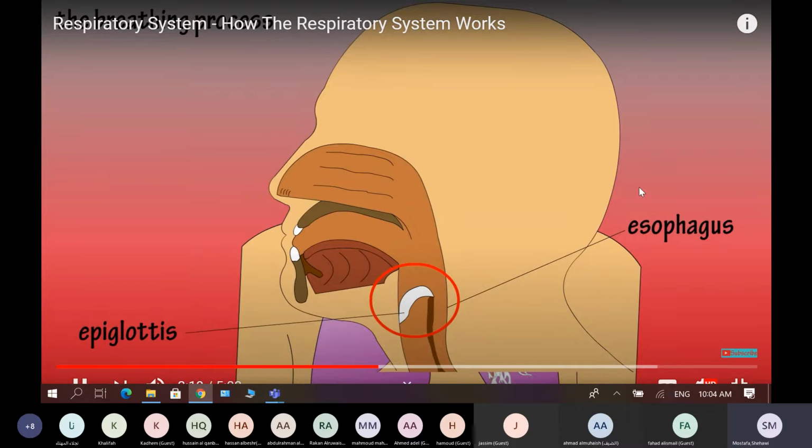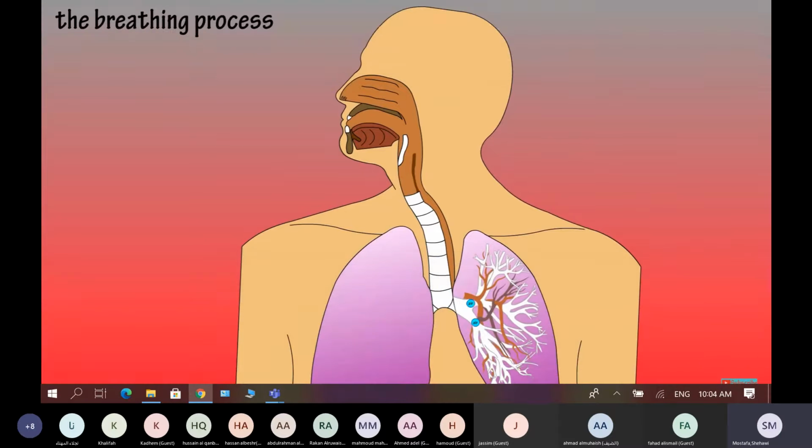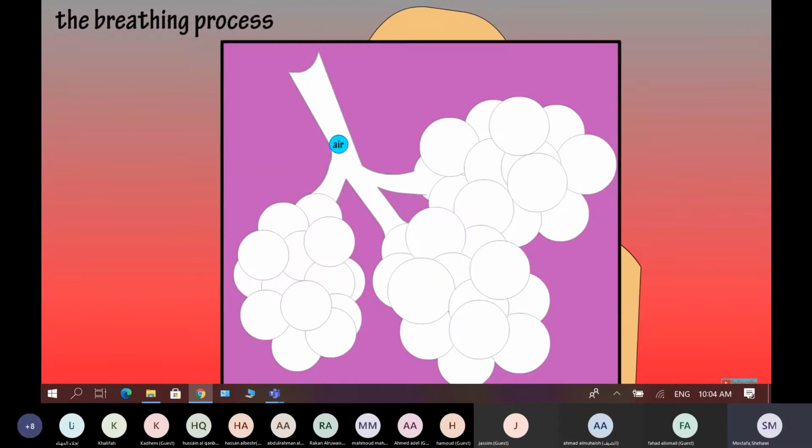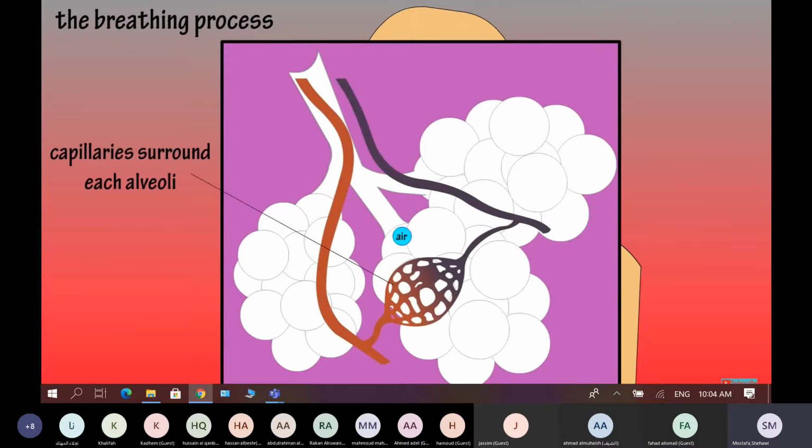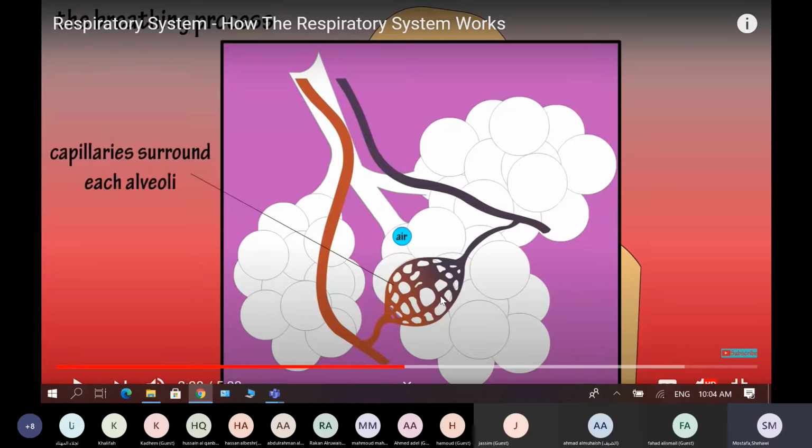Anyways, back to airflow. So air continues down the trachea and enters the bronchi. From there, it enters into smaller bronchioles and finally into the alveoli, which are surrounded by a network of capillaries. We have talked previously about alveoli and the blood capillaries surrounding the alveoli. The red one means oxygenated blood, the blue one means deoxygenated blood. So the deoxygenated blood is coming from the pulmonary artery, if you remember that.